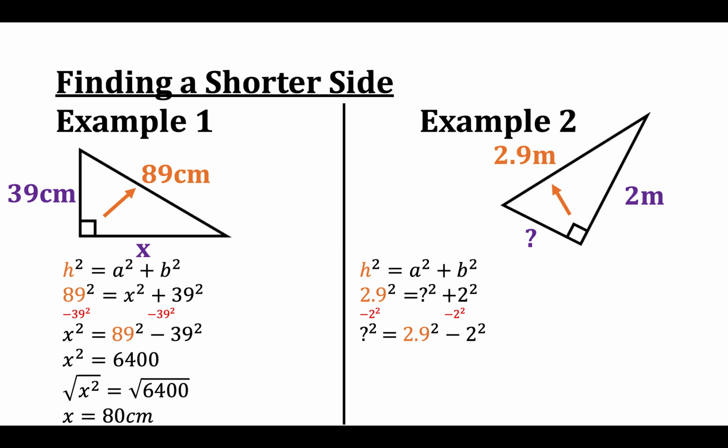If you calculate the right hand side in your calculator, you will get question mark squared equals 4.41. And then square rooting both sides, question mark will be equal to 2.1 centimetres.